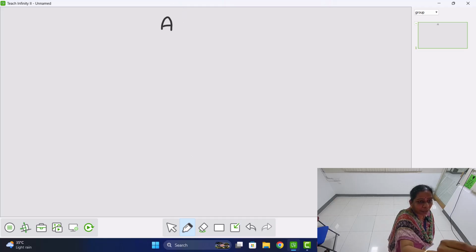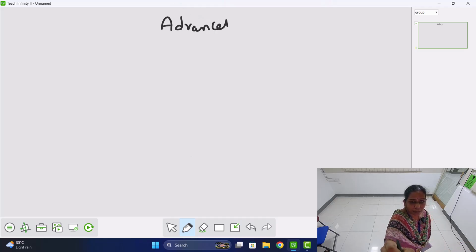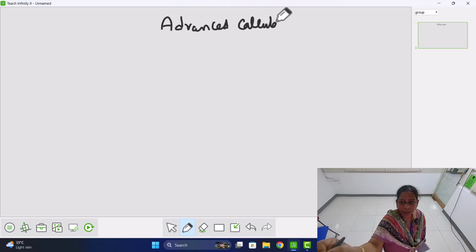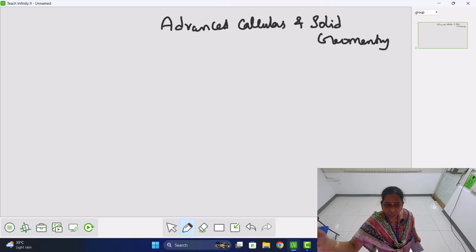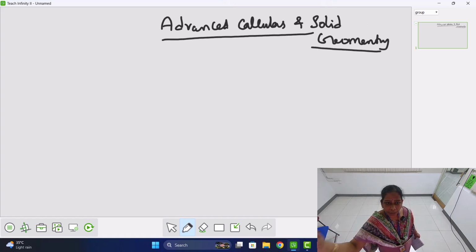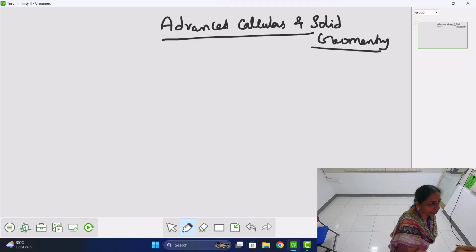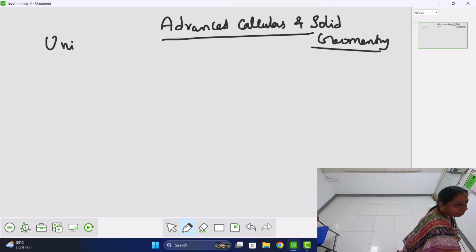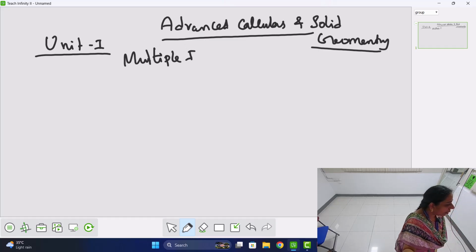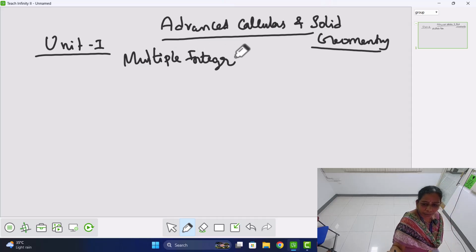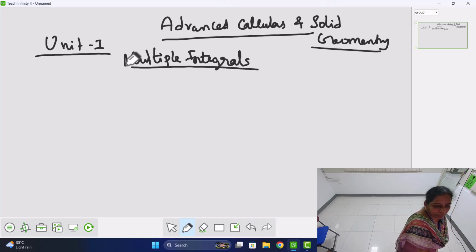Now I am going to take Unit 1 from Advanced Calculus and Solid Geometry. Under this, Unit 1, I am going to take multiple integrals. Some few problems I'm going to cover under these multiple integrals.